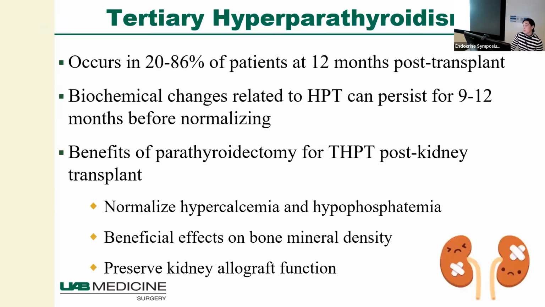Tertiary hyperparathyroidism happens in about 20 to 80% of patients in the post-transplant setting. The biochemical changes can persist for 9 to 12 months afterwards. So you can have normalized PTH in about a year after transplant surgery. And then the benefits are to normalize hypercalcemia, hypophosphatemia, to help with bone mineralization, and then to preserve renal allograft function, which we know at this point, delaying parathyroidectomy over a year after kidney transplant is really bad for the kidney. So we usually try and get these patients in pretty early.